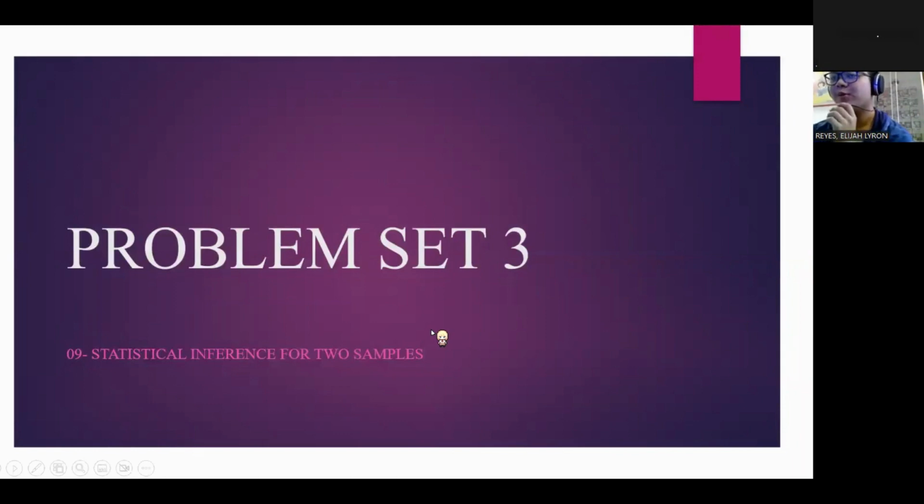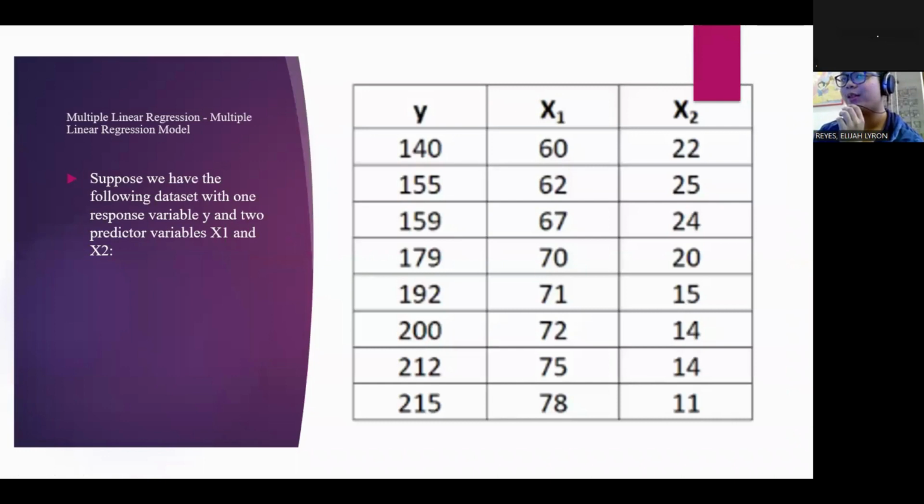Hello everyone, this is our problem set 3 and I'm here to talk about multiple linear regression. So for my first topic, we have the multiple linear regression model. So here we have our first problem. Suppose we have the following data set with one response variable y and two predictor variables x1 and x2. So given in the screen is the table we're using.